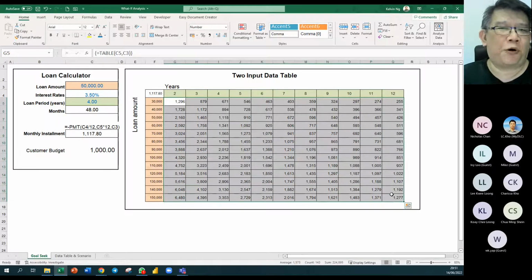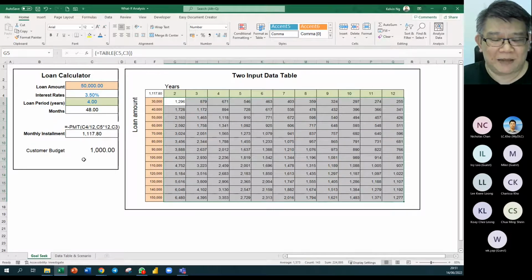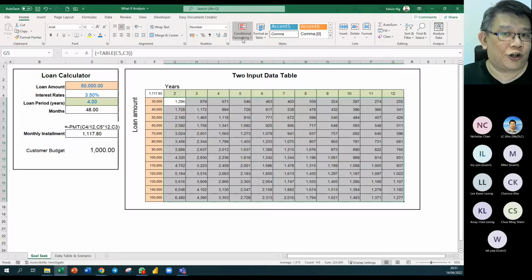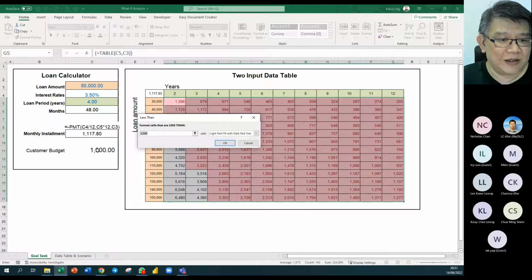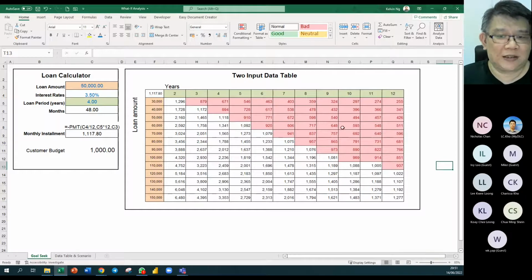So I want to know from this table, if the budget is 1,000 ringgit, which are the possibilities that you will suggest to your customer? The budget means nothing more than 1,000, it must be lower than 1,000. So you highlight all this repayment, go to conditional formatting and say highlight cell rules, less than this 1,000 here. By doing that, immediately you will know which are the areas that you can support your customer.